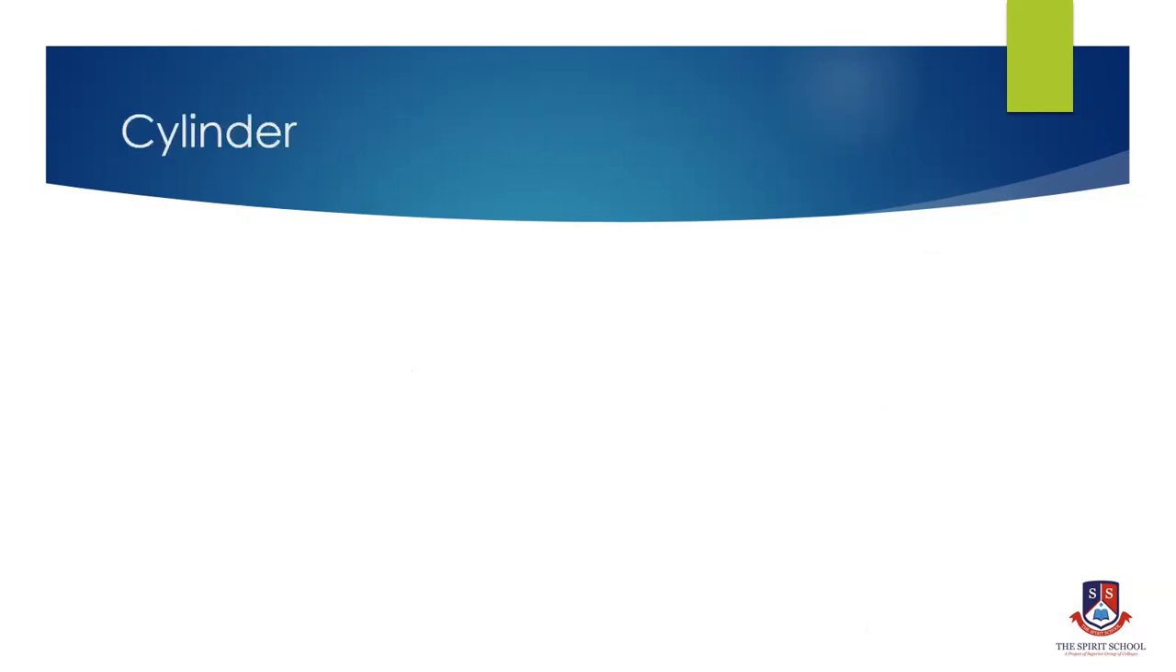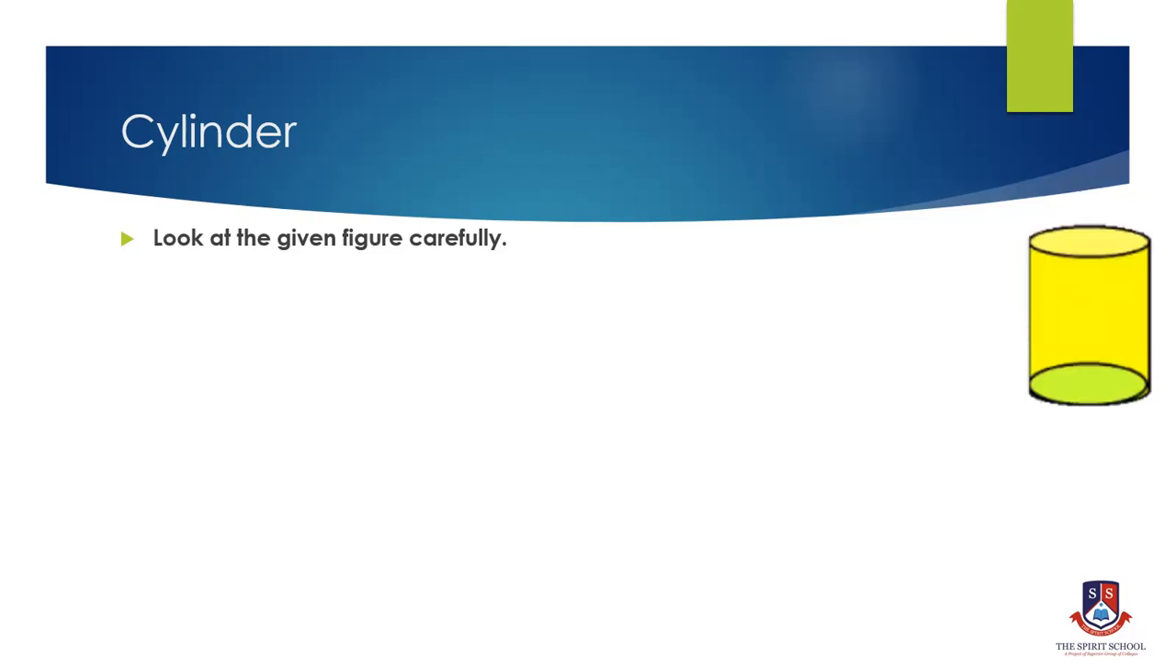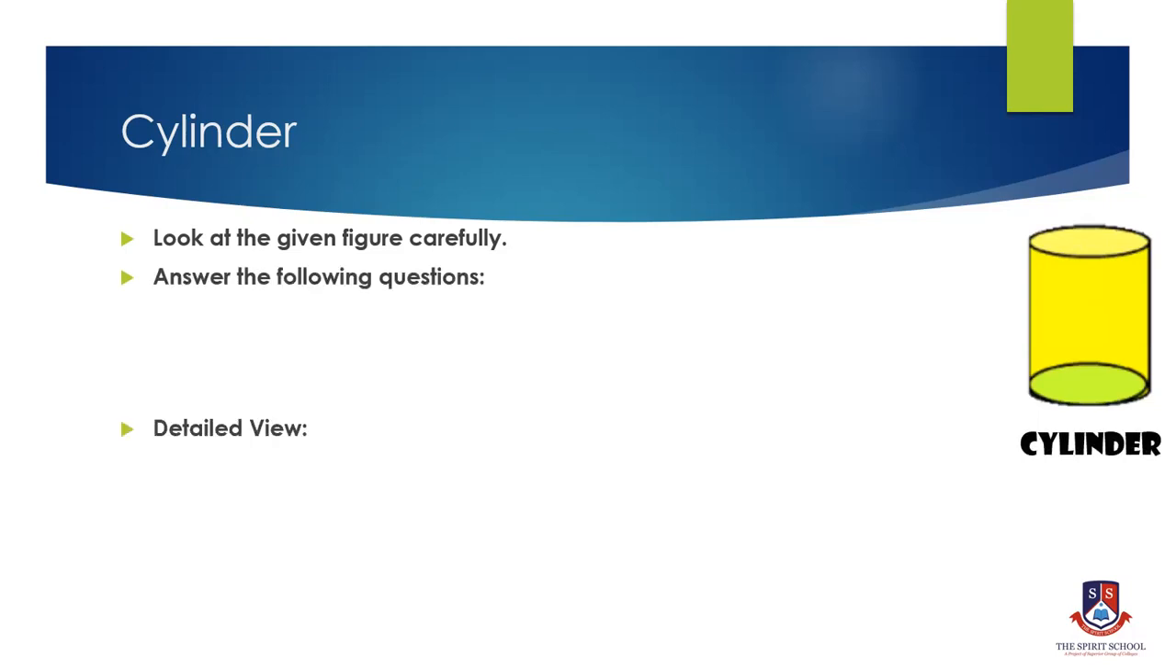Now let us see what a cylinder is. Have you seen a gas cylinder in your home? So let us see firstly, here I have a cylinder. This is a very basic shape of a cylinder. Look at this given figure carefully. Here is a cylinder. Now answer the following questions. How many faces does the cylinder have?